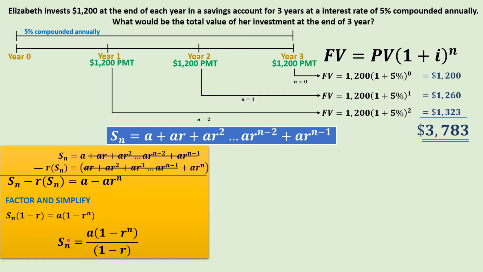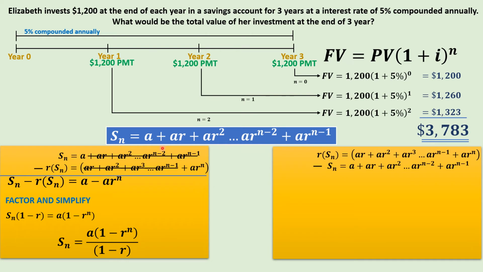So if we do that, we get this equation: S sub n is equal to your first term multiplied by 1 minus your common ratio to the power of n, divided by 1 minus your common ratio. Now, with that being said, this is an algebraic formula, so you can subtract one from the other. You can actually take the second equation and subtract it from the first equation. That would also be correct.